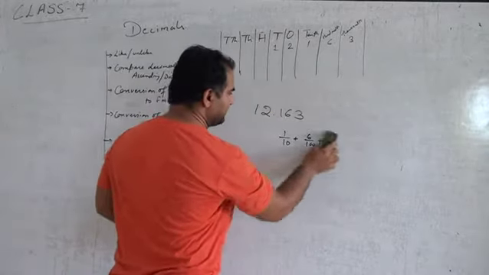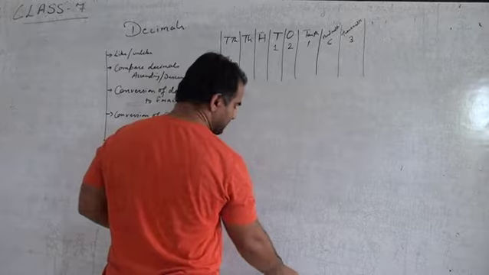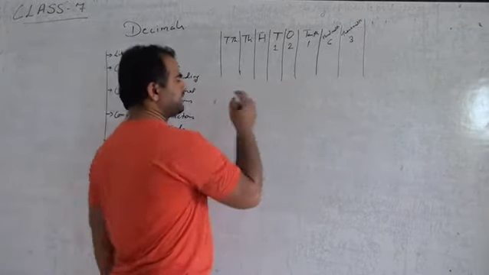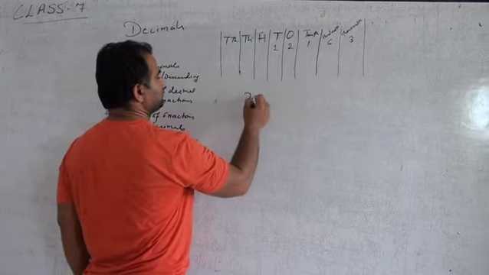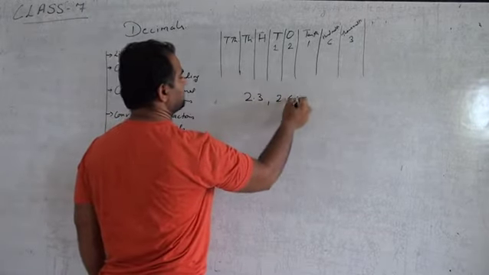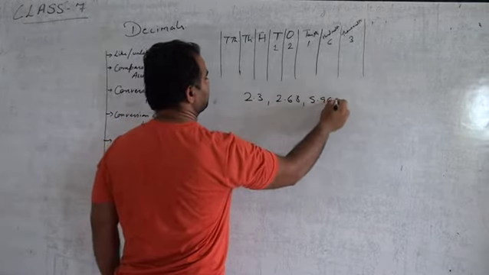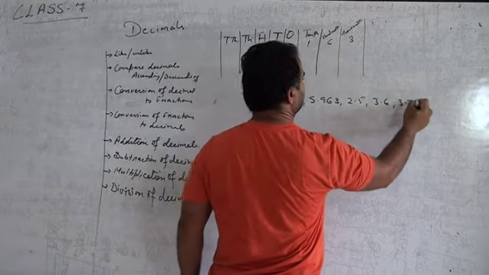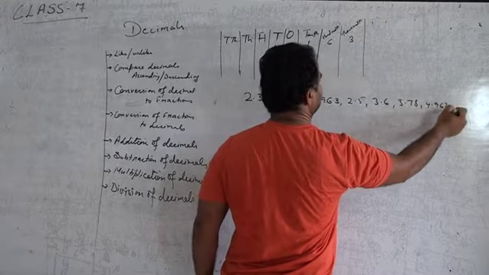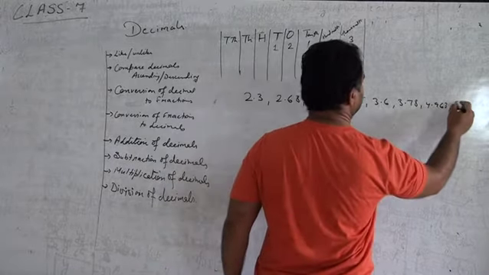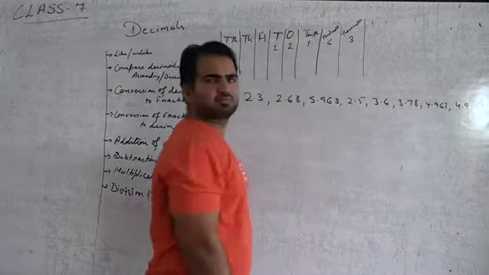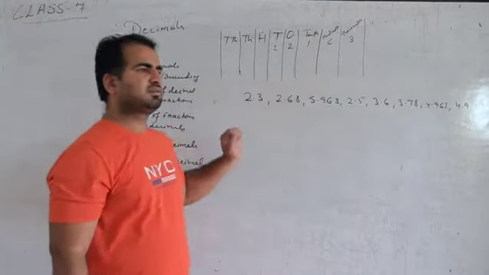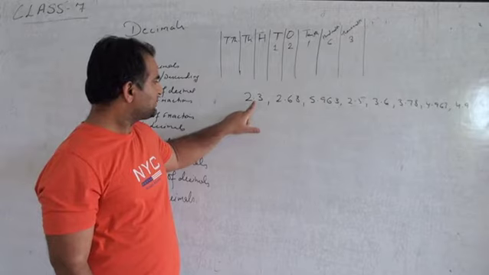Next we will study what are like and unlike decimals. Like and unlike decimals means, for example, we have some numbers: 2.3, 2.68, 5.963, 2.5, 3.6, 3.78, 4.963 and 4.9.